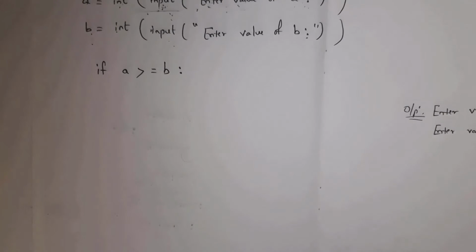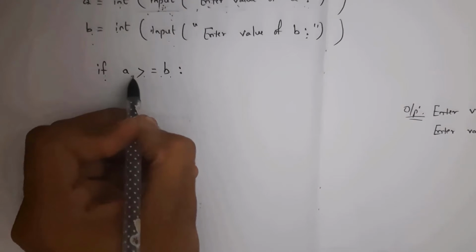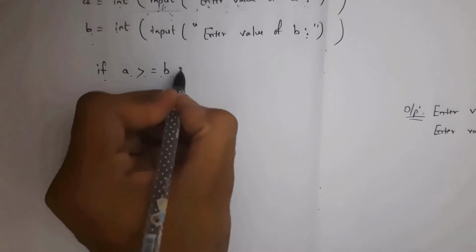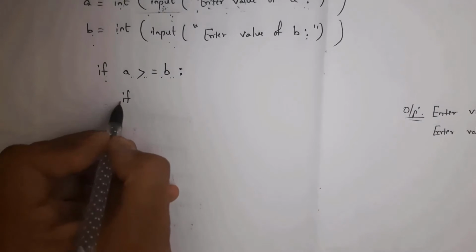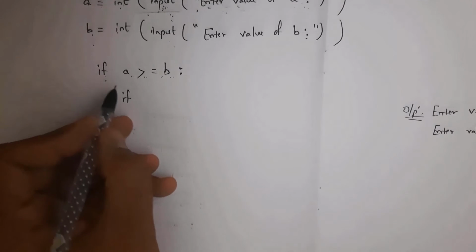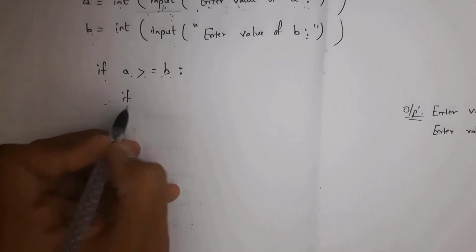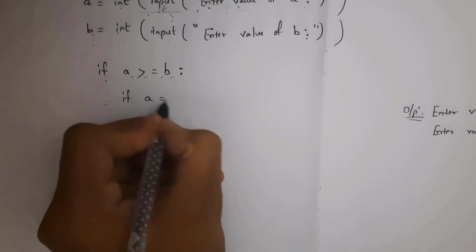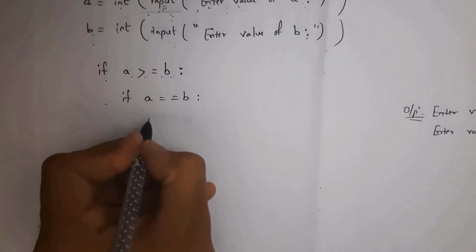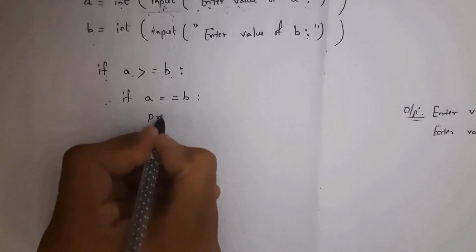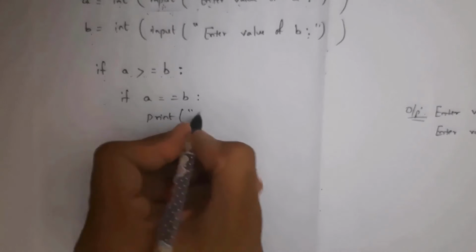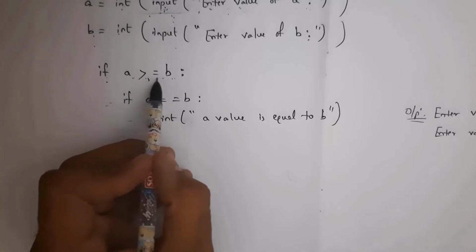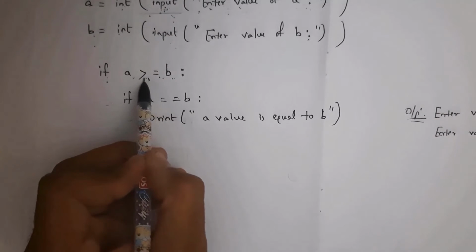Here I gave the first if condition, that is, if a value is greater than or equal to b colon. Now inside this I am writing another if statement, that is, if. Remember, you need to give space here, and inside this I am writing another if statement, that is, if a value is equal to b, I should get the output, that is, a value is equal to b. So inside this I am writing print. Here also you need to give space, and inside this I am writing print a value is equal to b. Else I should get the output, that is, a value is greater than b.